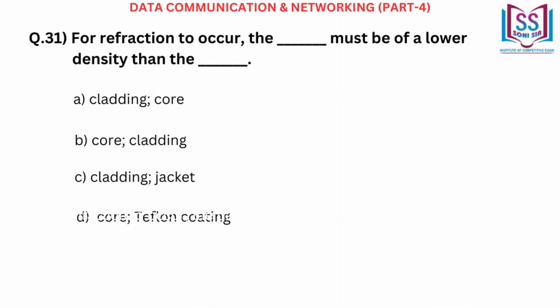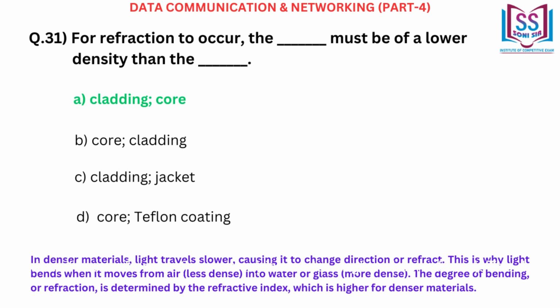For refraction to occur, the dash must be of a lower density than the dash. A, cladding, core. B, core, cladding. C, cladding, jacket. D, core, Teflon coating. Correct answer A, cladding, core. In denser materials, light travels slower, causing it to change direction or refract. This is why light bends when it moves from air, less dense, into water or glass, more dense. The degree of bending or refraction is determined by the refractive index, which is higher for denser materials.